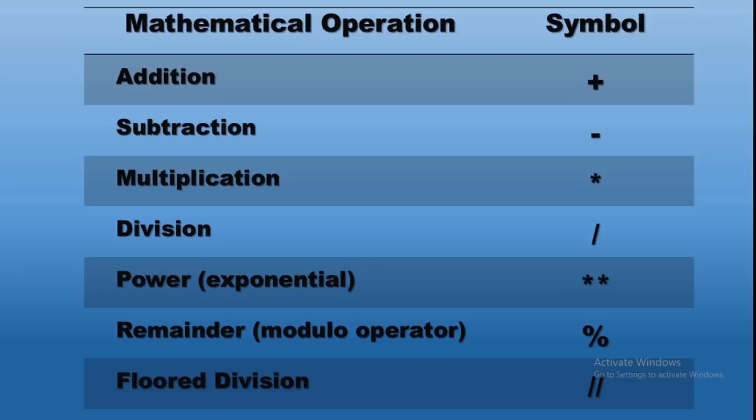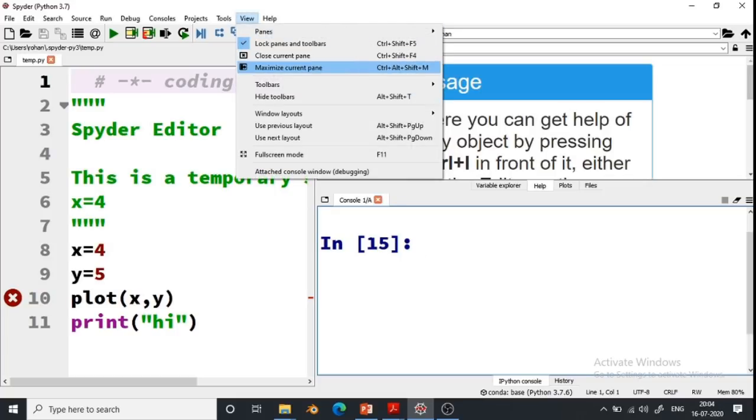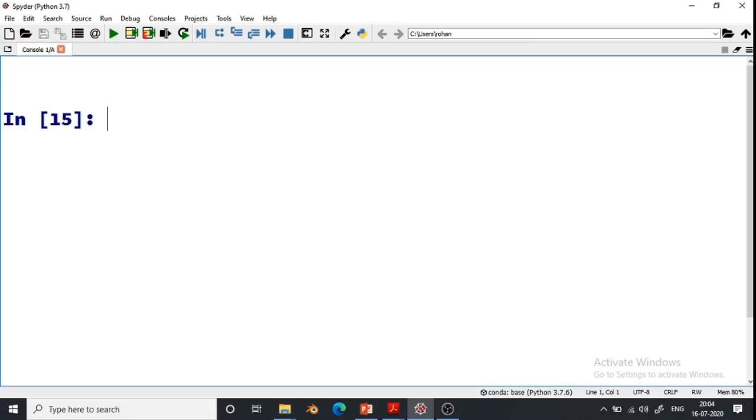So let's go and see in Python. Okay, we are in Python now. We have opened Spyder Python 3.7. I'll just maximize the console. I'll go to View, Maximize current pane. So my Spyder console is maximized.